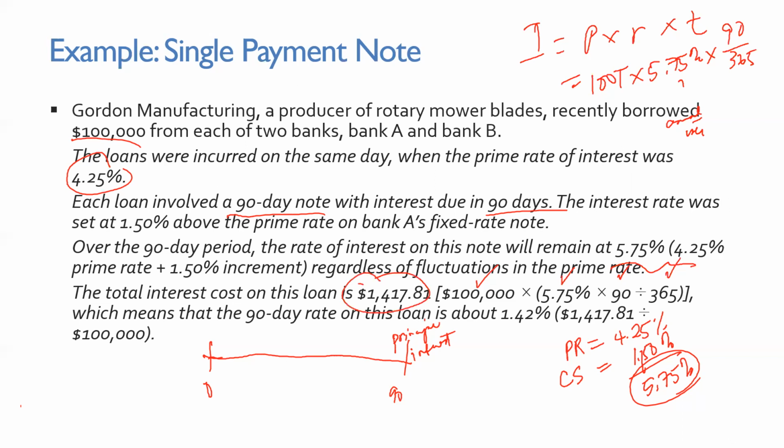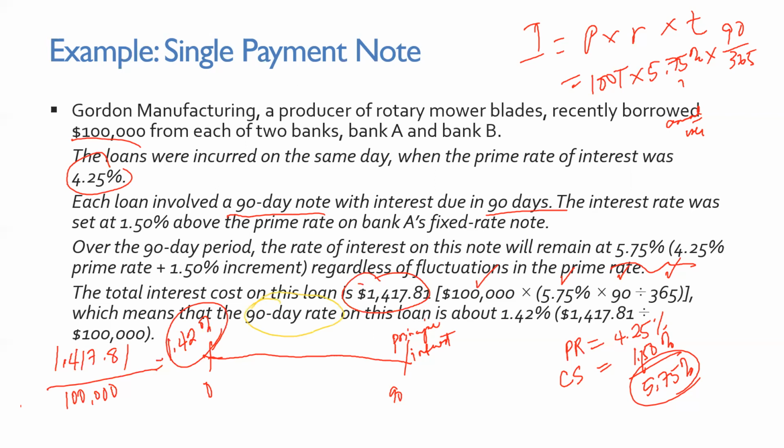And that amount is 1,417.81. Okay? Which means that the 90-day rate of this loan is about how many percent? The amount of interest that you paid, 1,417.81, right? Divided by the amount that you received. How much did you receive? You received 100,000. That is the amount that you loaned. So therefore, the rate is 1.42%. So 1.42% is the 90-day rate for this loan.